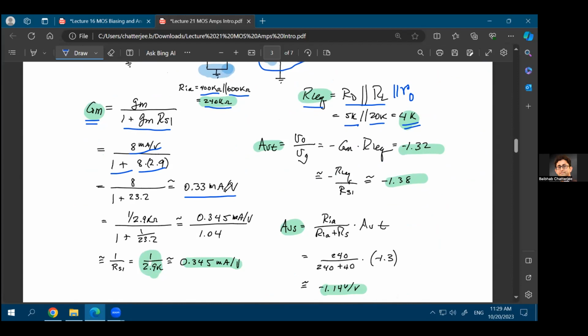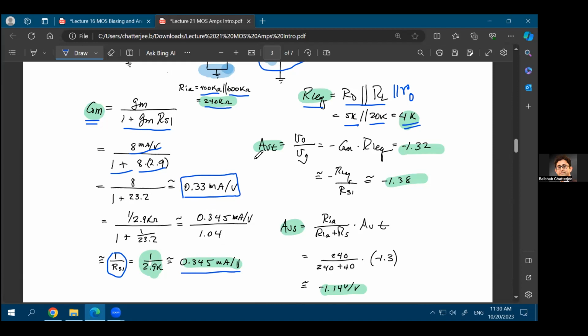What is interesting there is that you can also just calculate 1 upon RS1. So this is gm divided by 1 plus gm RS1. Let's just divide the numerator and denominator with gm. You get 1 divided by 1 over gm plus RS1. And in most cases, you'll see that it's almost equal to 1 upon RS1. It can be approximated as 1 upon RS1, which will be 0.345 milliampere per volt, whereas the exact value is 0.33 milliampere per volt. So if you just want a ballpark number, 1 upon RS1 is also fine.